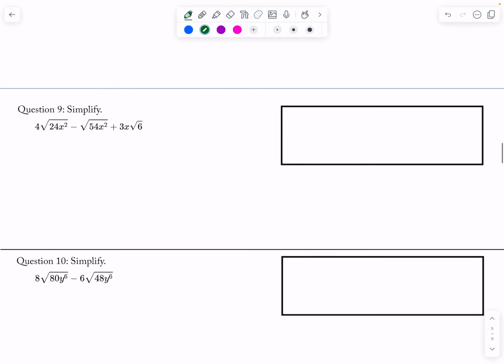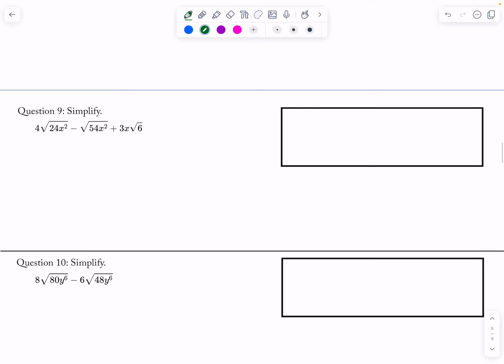Okay, so 24. So let's do this. So 4 x squared root 6, and then minus 9x squared and a 6. I guess I could have done this in different colors. I should do this in different colors. Get all excited about simplifying, and then I forget. Minus root 9 root x squared root 6, and then plus 3x root 6.